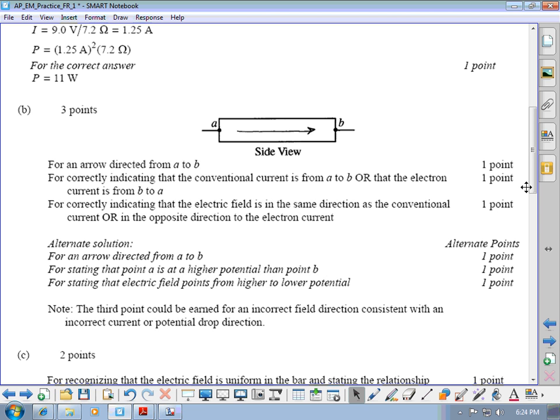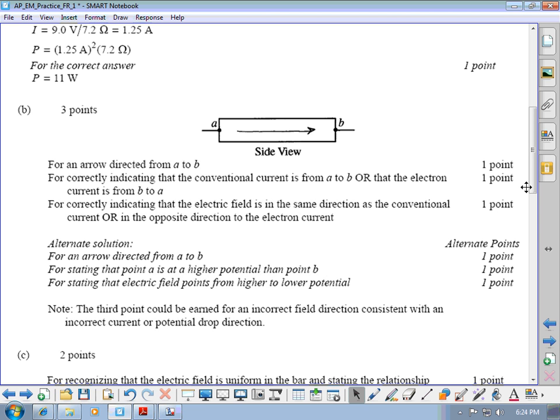Or you could explain it in terms of voltage. For saying that A is at a higher voltage than B, based on the way it's connected to the battery, and then saying that the electric field points from a higher voltage to a lower voltage. That would be the other point. And it says, note that the third point can be earned for an incorrect field direction consistent with an incorrect current or an incorrect potential drop or voltage drop direction.